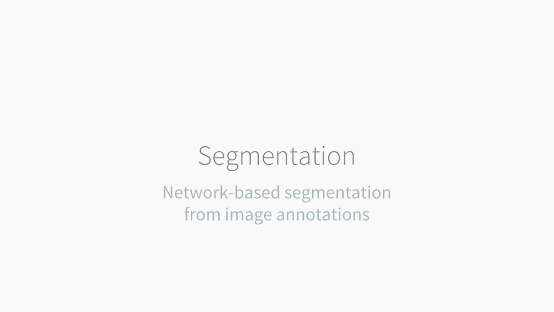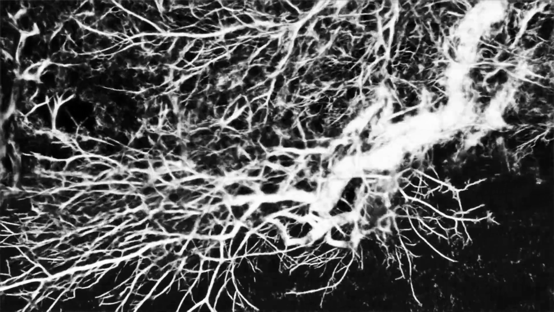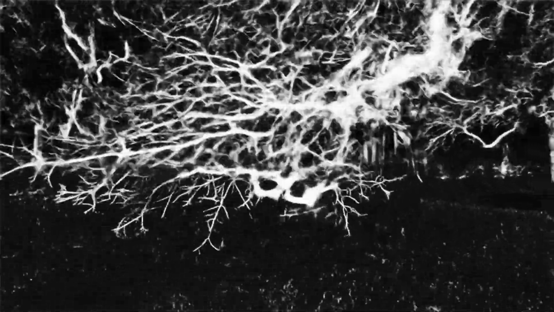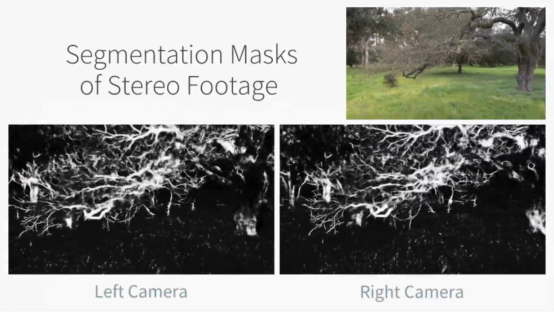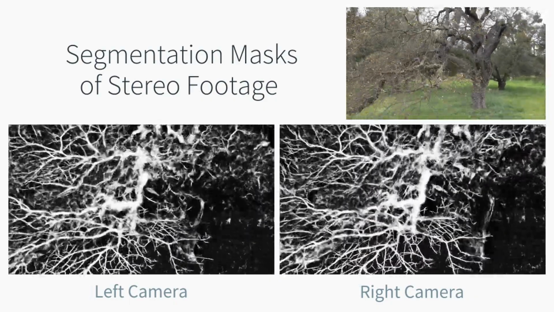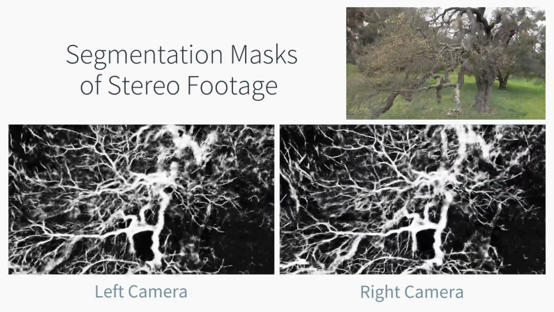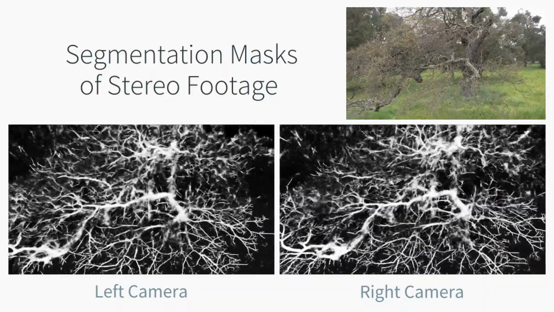We flatten the image annotations into binary segmentation masks, and use these to train a semantic segmentation network. Here, we visualize a semantic segmentation corresponding to frames from the original RGB video.